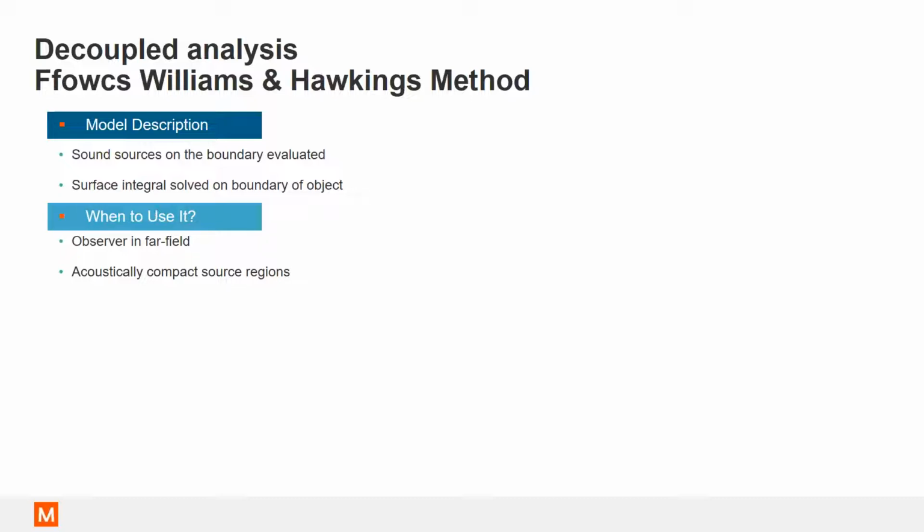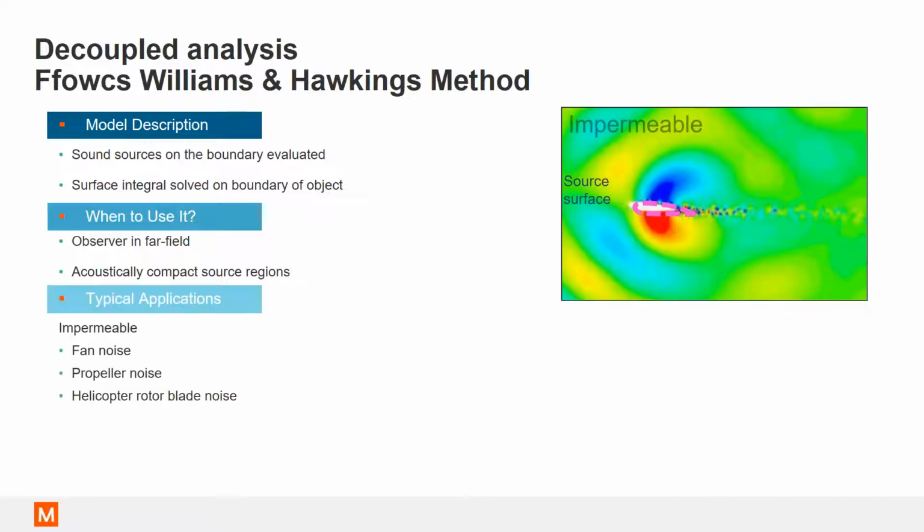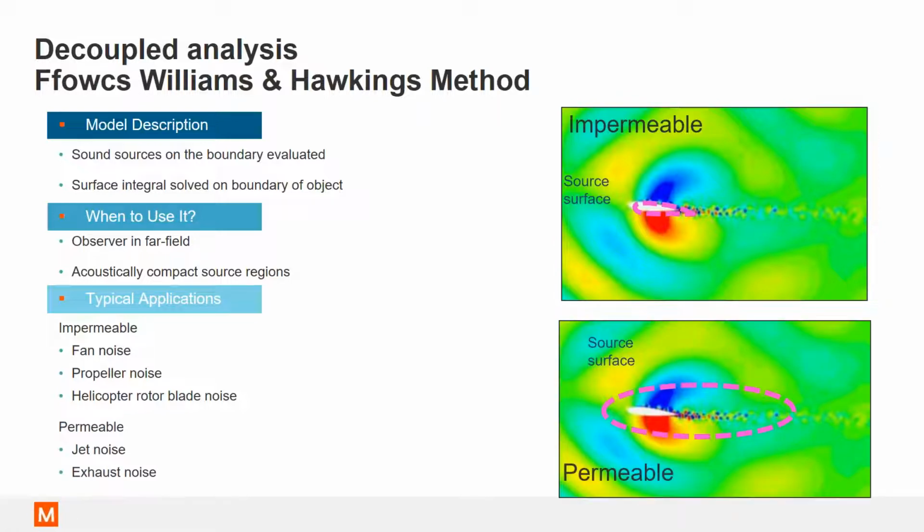But within the Ffowcs Williams and Hawking method, you have two given workflows. First is the impermeable method, where the sources are calculated on the surface itself, right? So the surface integral is used to calculate those radiative forces or the sound sources. Applications would be fan noise, propeller noise, any sort of helicopter rotor blade noise. But what if you want to take into account the noise generated by the turbulence in the wake? Then you have the permeable method. Over here, you consider a source surface that's encompassing the wake and then calculate the radiative forces on that wake. Examples are jet noise and exhaust noise.